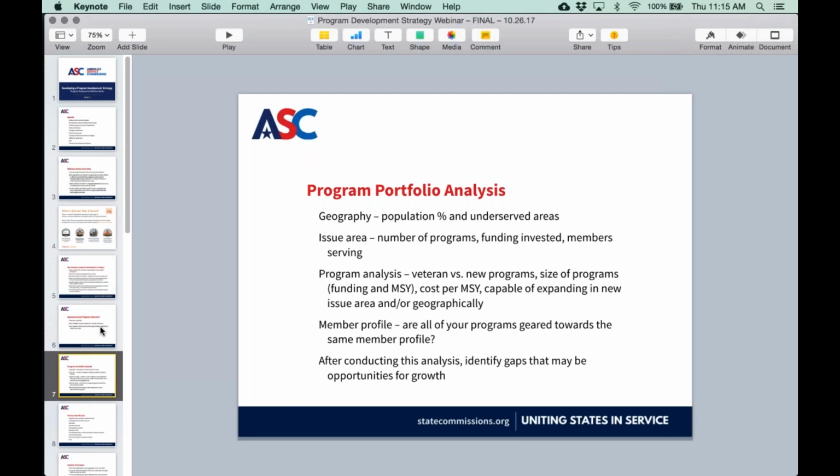Are all of your programs geared towards the same type of member profile? Are they all geared towards young people? In certain areas of the state, do you see different demographics for members? Better understanding what types of members your programs are targeting can also be a valuable piece of information for you. And together, all of this information, after you conduct this analysis, is really going to help you identify gaps that may be opportunities for growth for you.